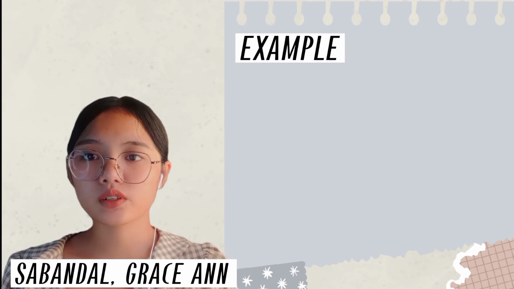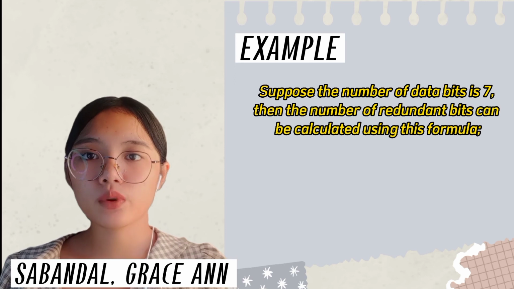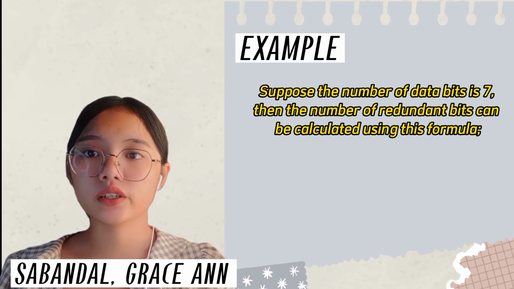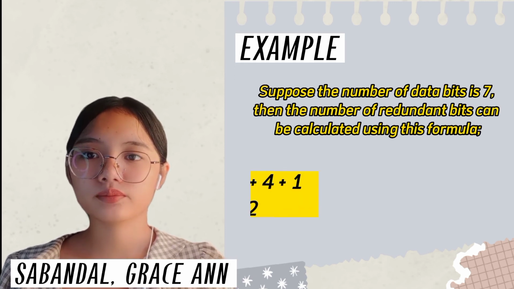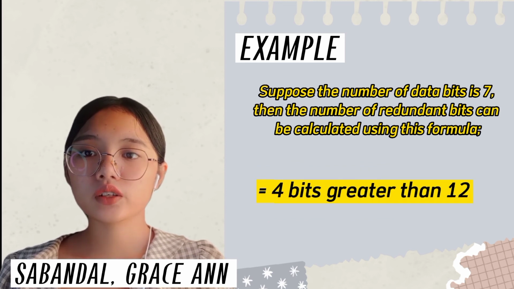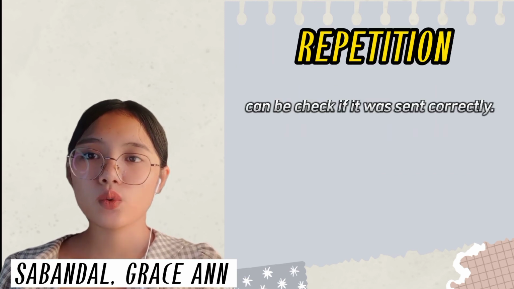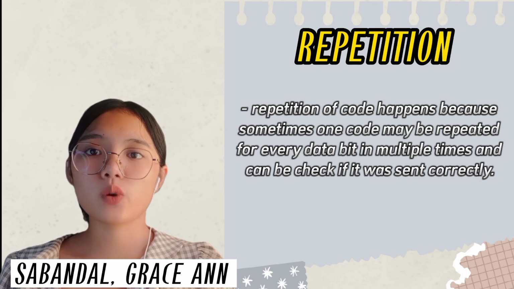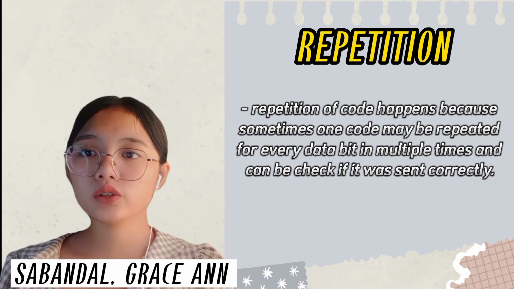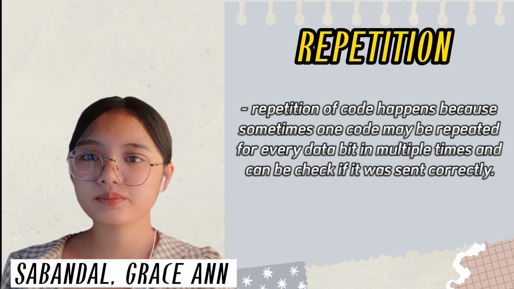Let's have an example. Suppose the number of data bits is 7, then the number of redundant bits can be calculated using this formula. Thus, the number of redundant bits is equal to 4 bits, greater than 12. Lastly is the repetition. Repetition of codes happens because sometimes one code may be repeated for every data bit and multiple times and can be checked if it was sent correctly.